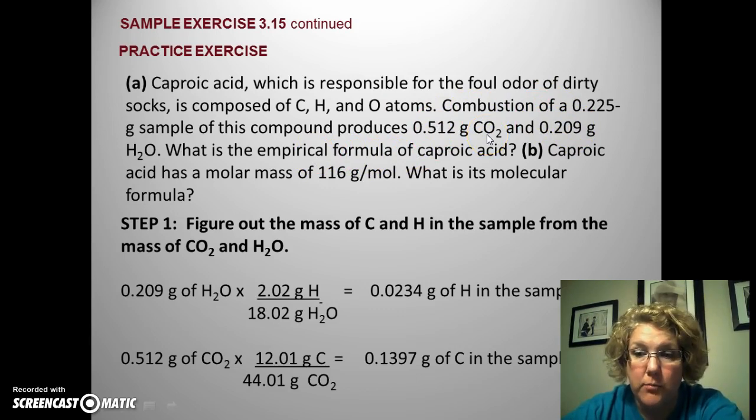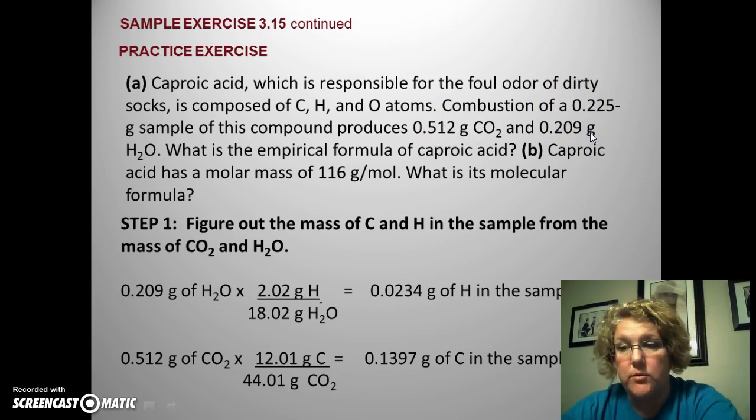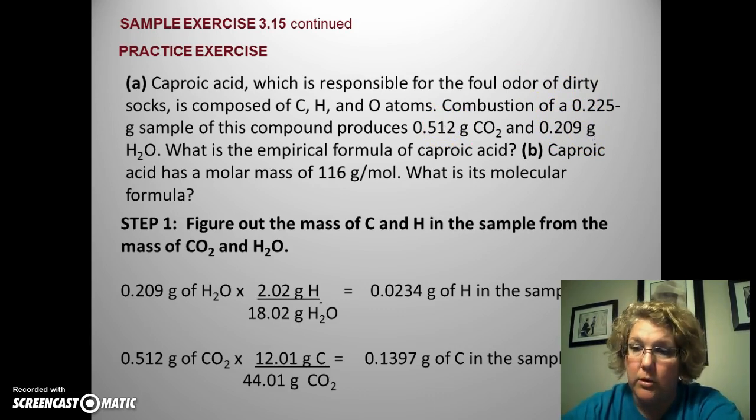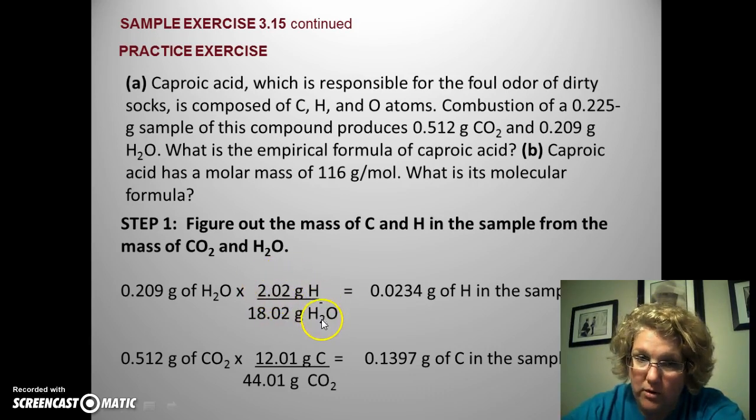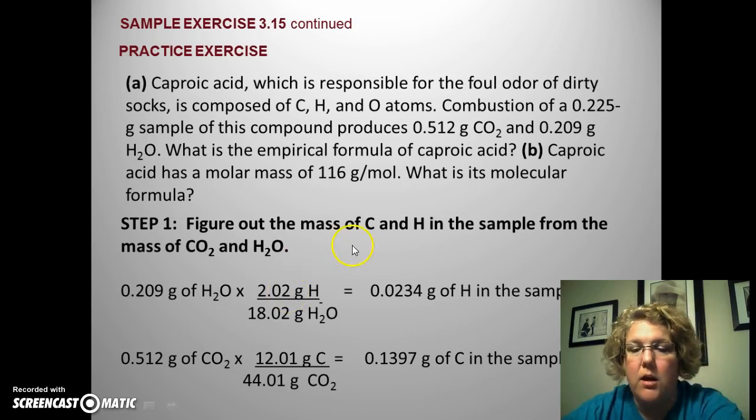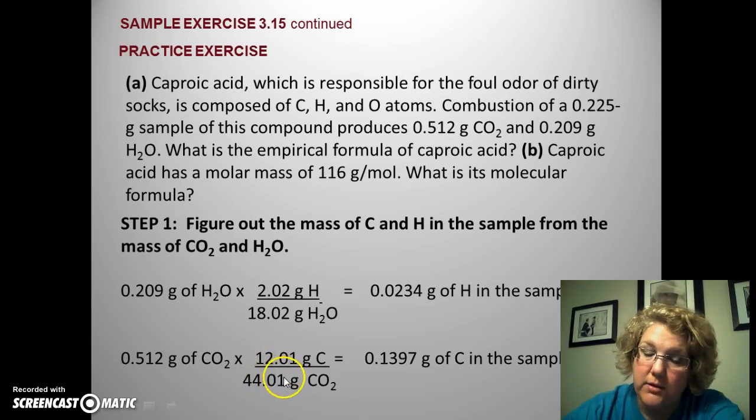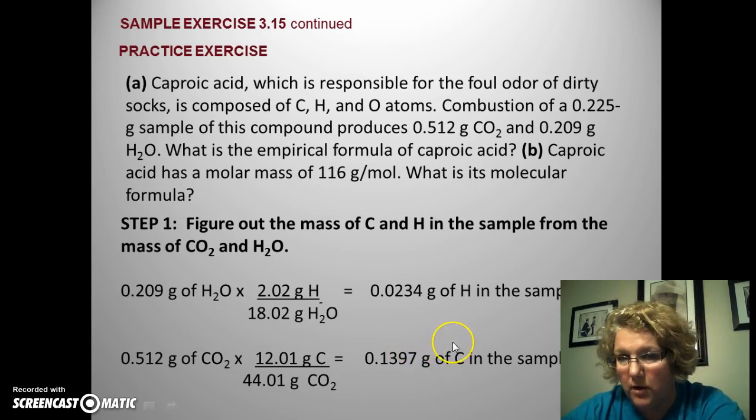Technically, if you wanted to spend more time on this problem, you could figure out the percent carbon in the CO2 and the percent hydrogen in the water. Call it grams, convert to moles, divide by smallest, multiply till whole. That'll take you a little bit longer, so I've just shortened it. If you just use this shortcut and go from grams of water to grams of hydrogen, just have to remember there's 2 hydrogens in water, so we need to use 2.02. That'll get you to grams of just your H. And then you can use this shortcut to get from grams of CO2 to grams of just carbon, and that'll get you grams of carbon.